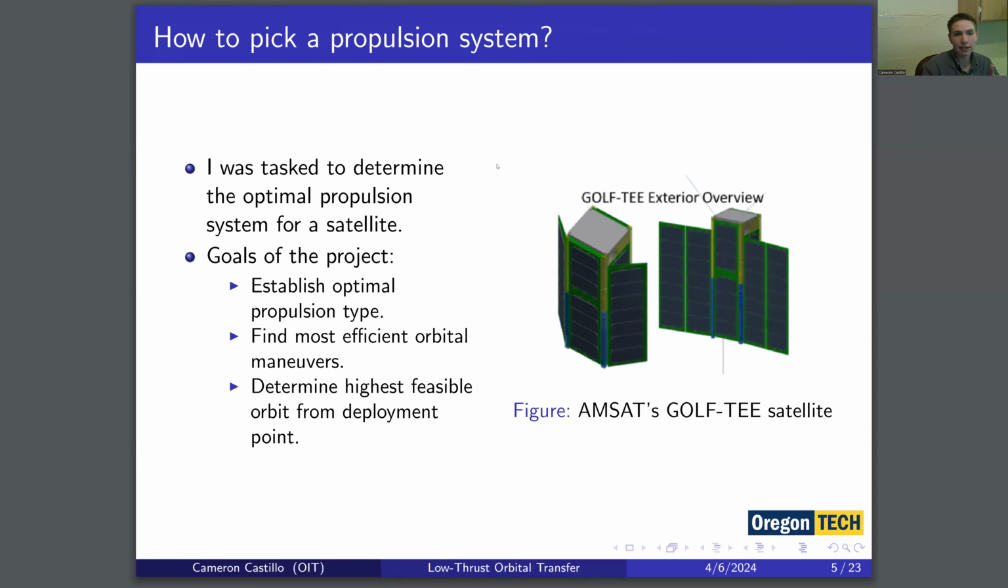I was tasked with designing a propulsion system for a 3U satellite. That's 3 cubes stacked on top of each other. We had to establish what the optimal propulsion type was, and then determine how we could use that to make orbital maneuvers, how we can do that efficiently, and how high we can actually get with a given propulsion system. A part of that is the mathematics of it: how do we actually use the thruster to make a satellite do what we want it to do?